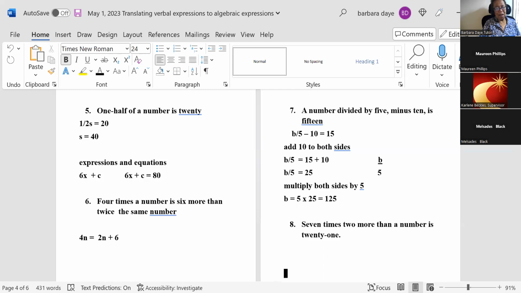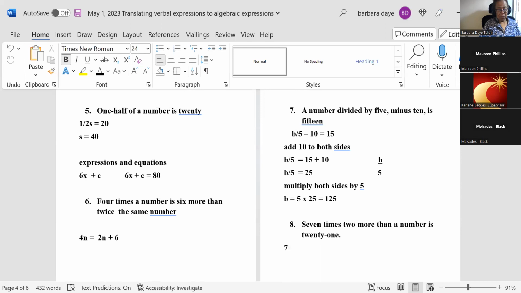7 times 2 more than a number equals 21. Let's see. I have 7 times. That's 7 and the multiplication sign. What do you have? 7. Okay, all right. 7, multiplication sign.